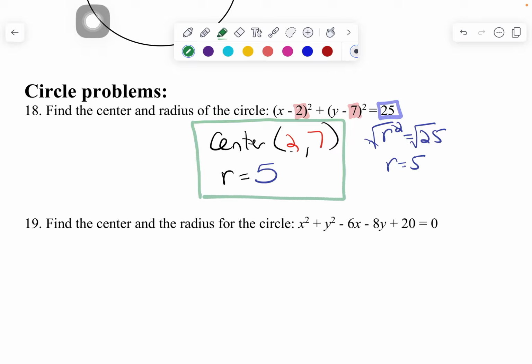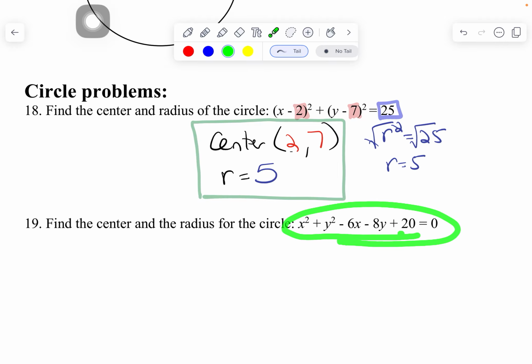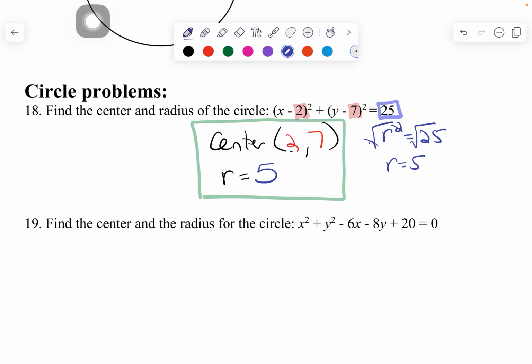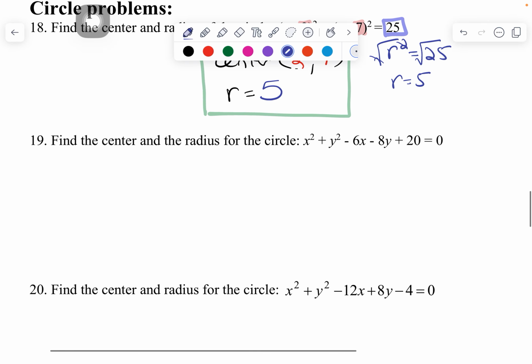Now, question number 19 is asking you the exact same information. I would like to know what is the center and the radius. However, I did not give you an equation in the same format. And so what's going to happen here is we need to take this equation that's in general form and turn it into standard form. So what we're going to have to do here is something called completing the square.